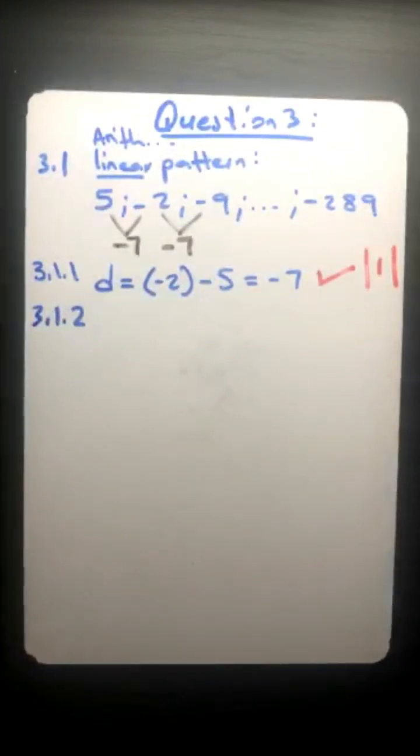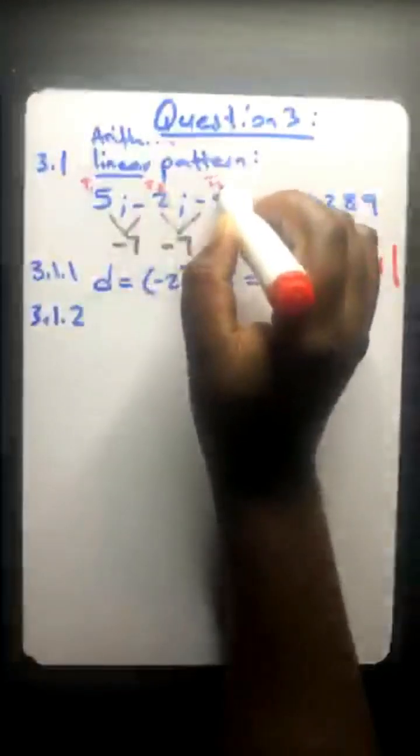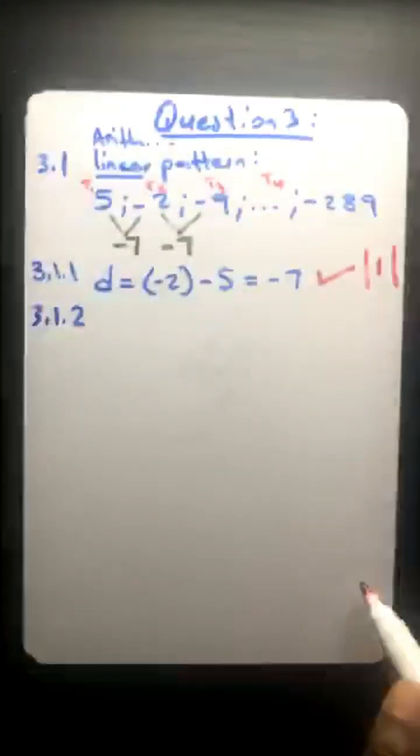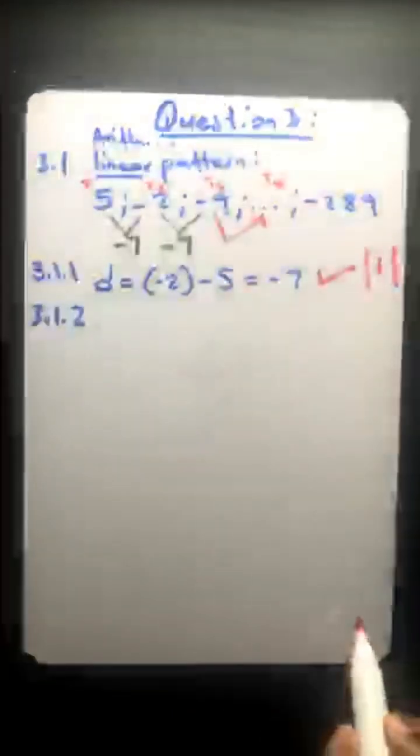No question. Okay, so now 3.1.2, it says write down the value of T4. Write down the value of T4. Remember, this is term number 1, this is term number 2, this is term number 3, this should be term number 4. So that is actually what they want. And how do you get that? You obviously need to work it out in that direction to get to that value.